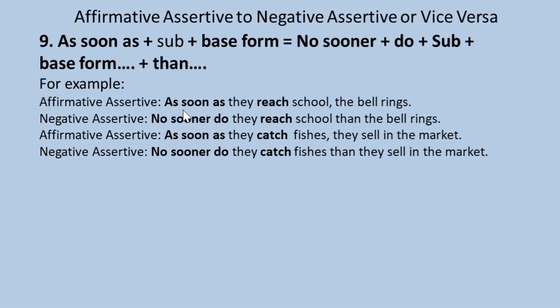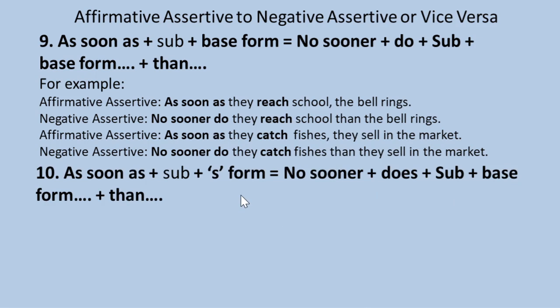So here look at the structure. As soon as subject base form will be replaced with no sooner do subject base form. As soon as subject base form, no sooner do subject base form, and the rest of the sentence will be the same. And instead of comma we have to use then.